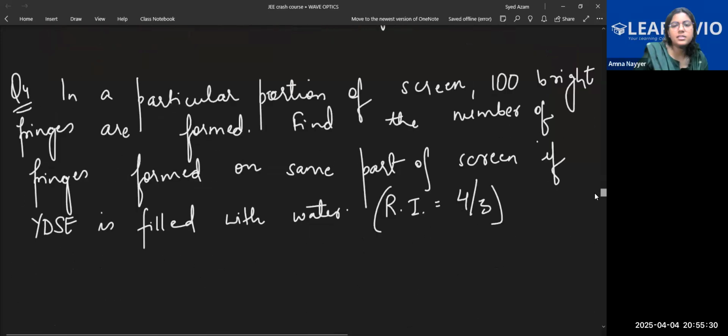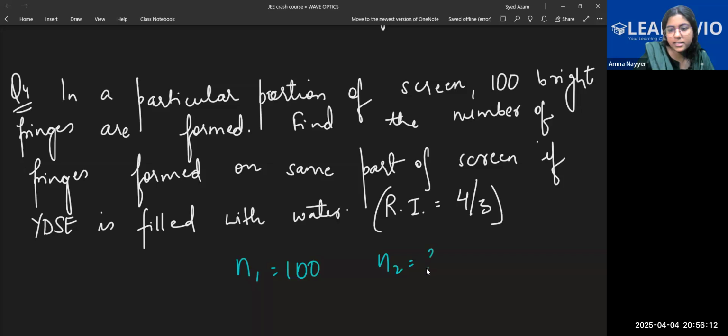Let's see one question from this. It says in a particular portion of screen, 100 bright fringes are formed. Find the number of fringes formed on the same part of the screen if this whole setup is dipped in water. Refractive index is given. So the second n is missing. N1 is given to you: 100 bright fringes is the value of N1. So N2 is missing.